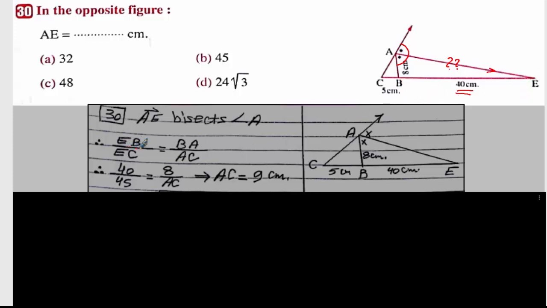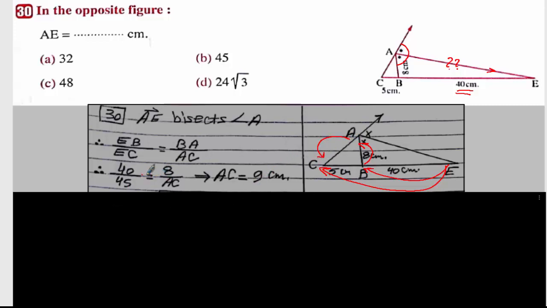Okay, so I write BE over AC again, EB over EC equals BA over AC. Okay.